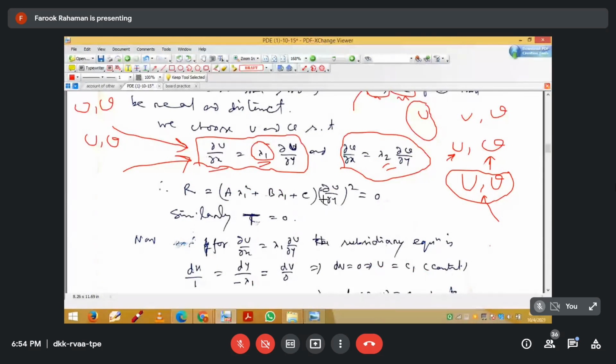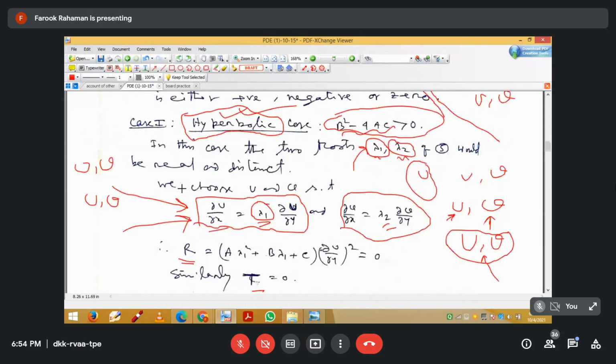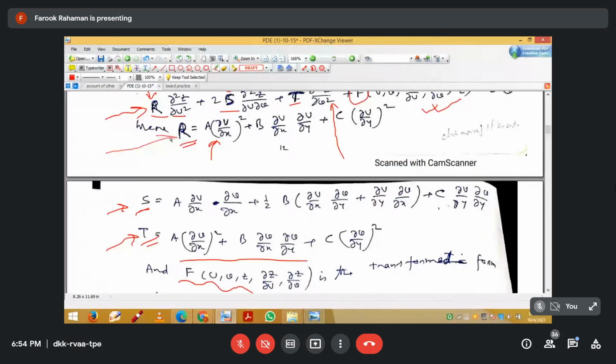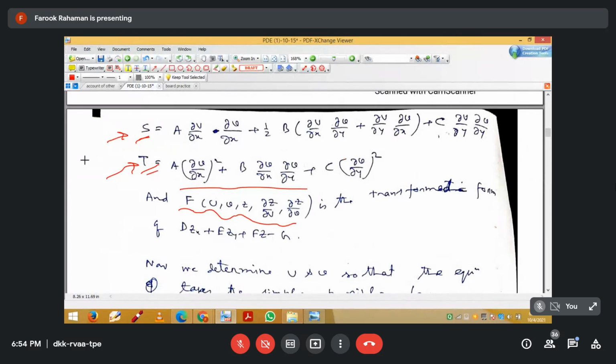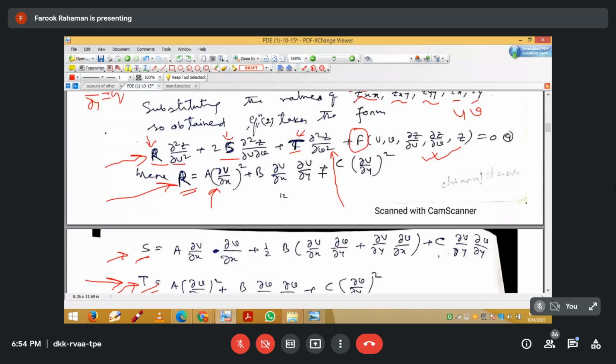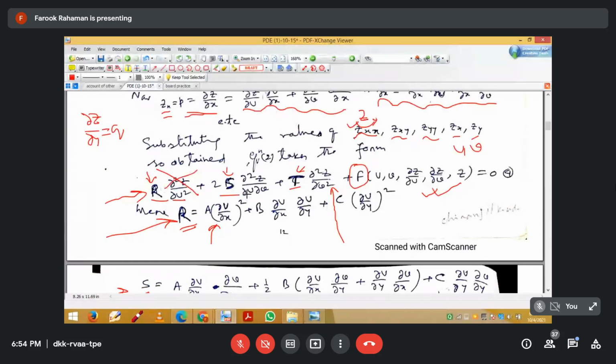Now what is the advantage? The advantage is that by using the transformation, if we put in the values of u and v, then r equal to 0 and t equal to 0 automatically. This term goes out and this term goes out, so only the remaining term and this function stay. So now the transformed differential equation is in a very simple form and one can easily solve it.